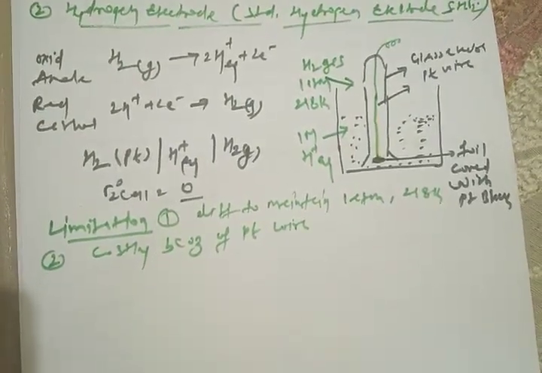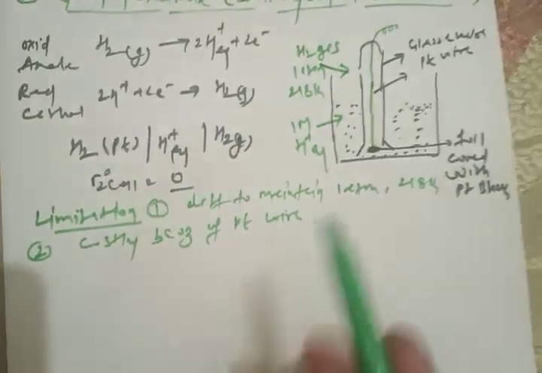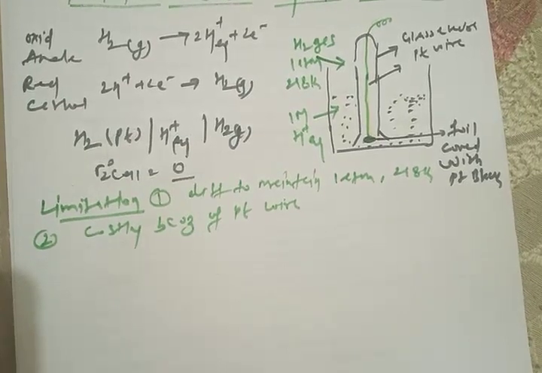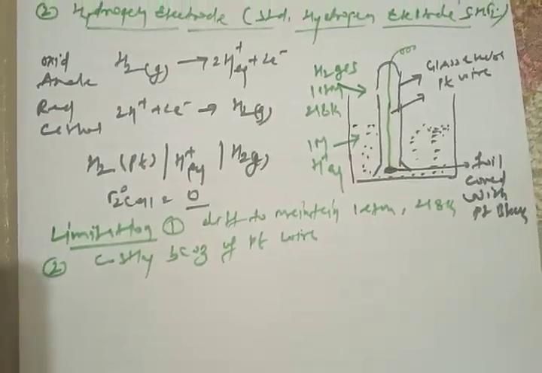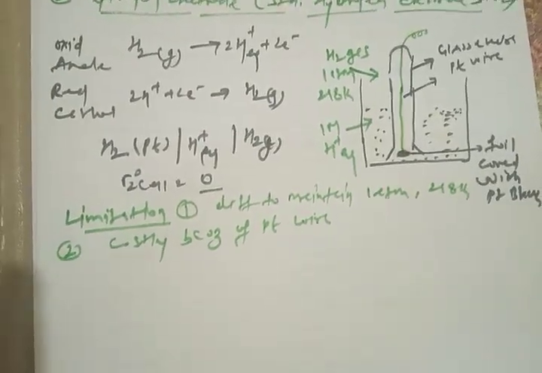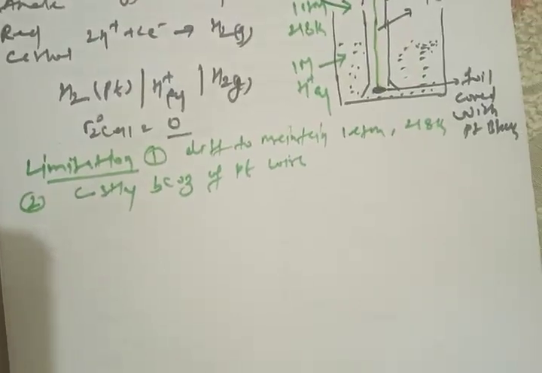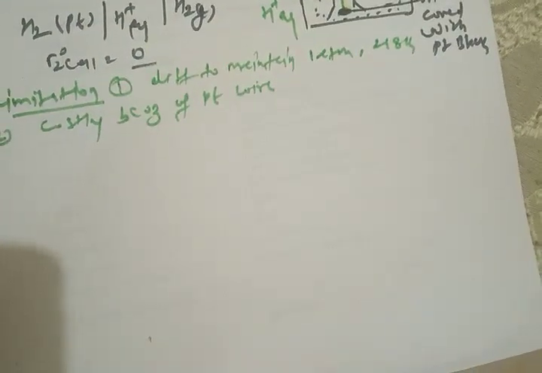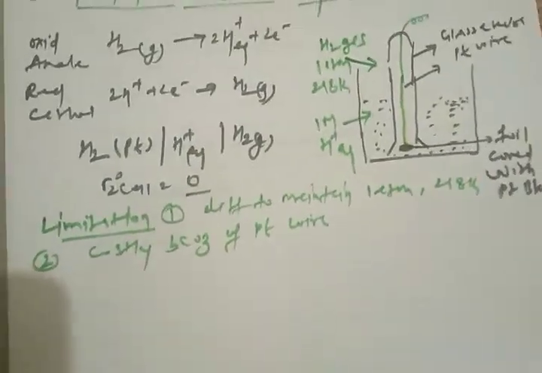So other metals can react with the H+. These are the two limitations for the hydrogen electrode, but still the hydrogen electrode is vastly used as a standard electrode for many reactions.